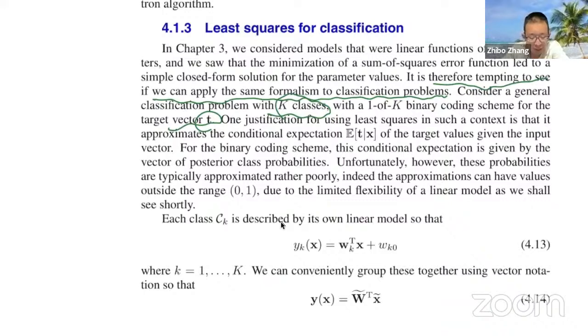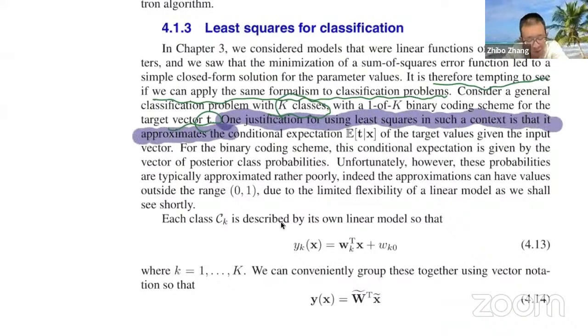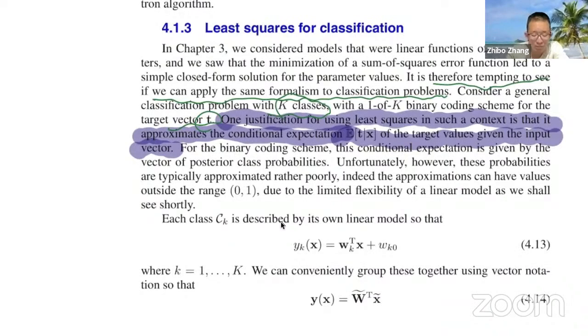Let's read this sentence again. One justification for using least squares in such a context is that it approximates the conditional expectation of the target values given the input vector. What does it mean? Let's keep reading. For the binary coding scheme, this conditional expectation is given by the vector of posterior class probabilities. Okay, what does it mean?